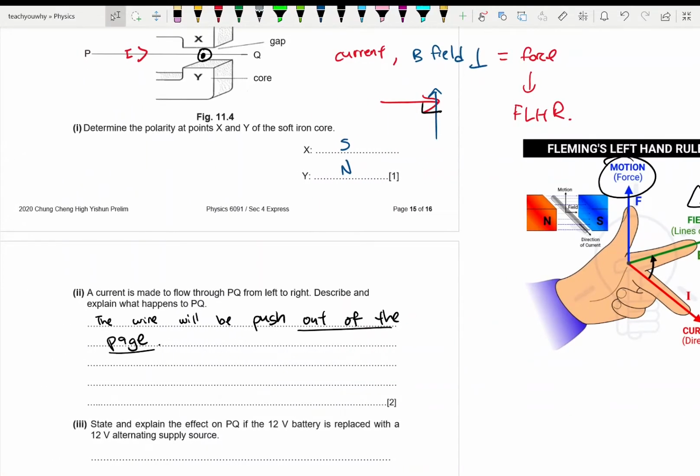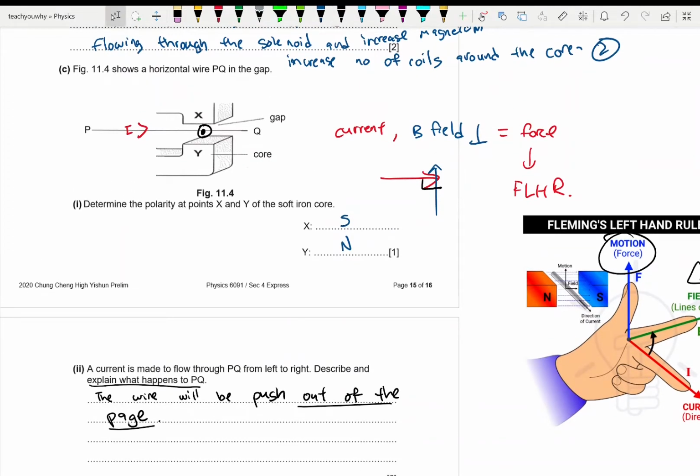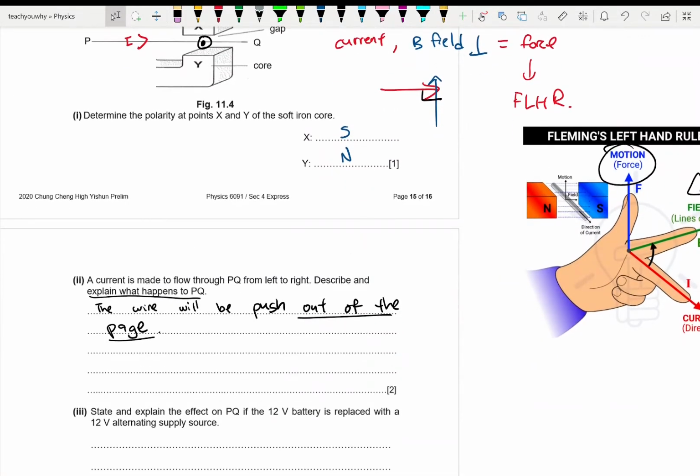And explain. So why is that so? Describe and explain what happens. So again, we will need to talk about the magnetic field.